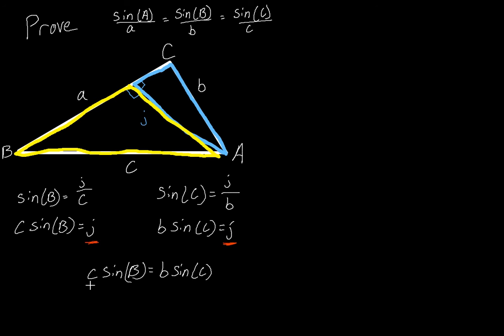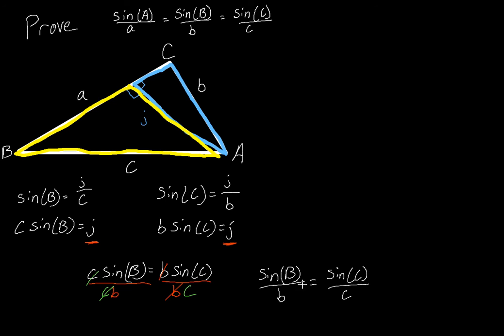Just like last time, I'm going to divide both sides by b so that these cancel. And I'm going to divide both sides by c so that these cancel. And when the smoke clears, we end up with the sine of capital B divided by lowercase b is equal to the sine of capital C divided by lowercase c.